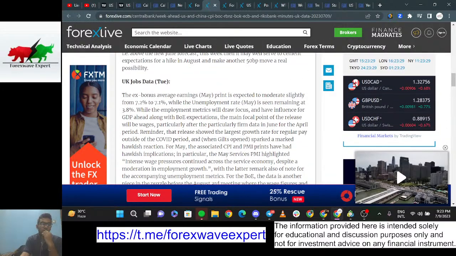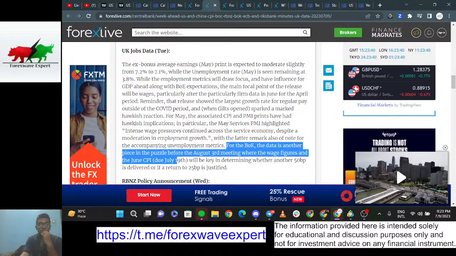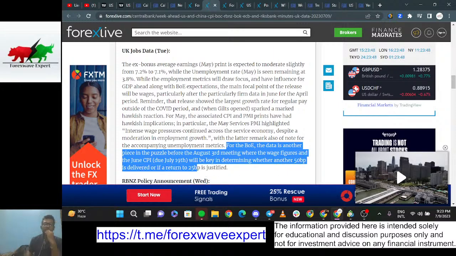Now, let's put an eye on UK jobs data, which will be released on Tuesday. For the BOE, the data is another piece in the puzzle before the August 3rd meeting, where the wage figures and the June CPI will be key in determining whether another 50 bp is delivered or a return to 25 basis points is justified. So one of the most important news items for the British pound is going to be released next week on Tuesday.